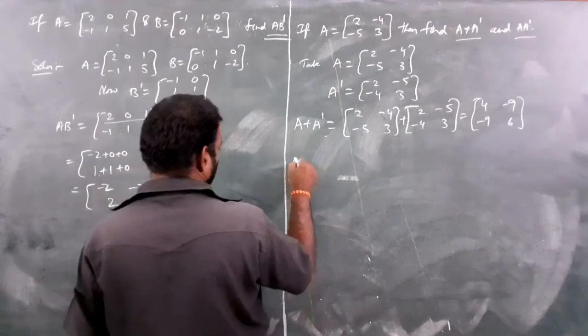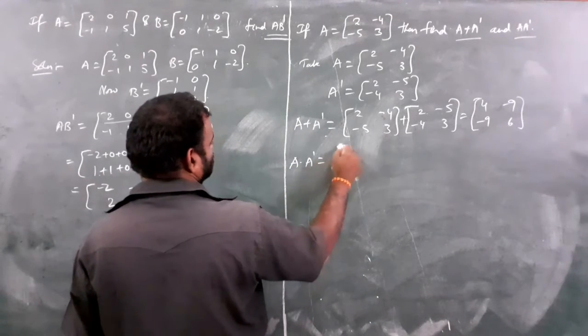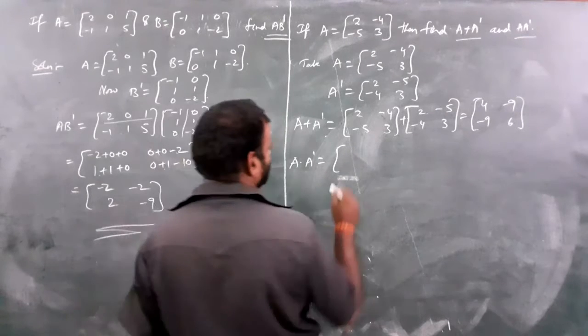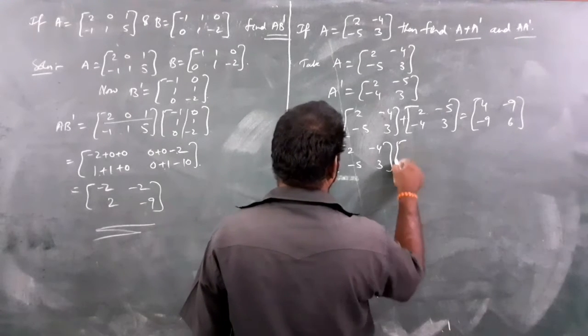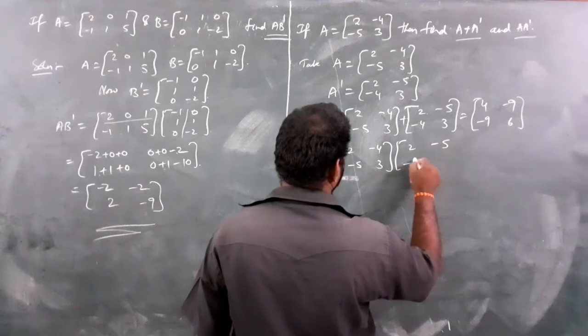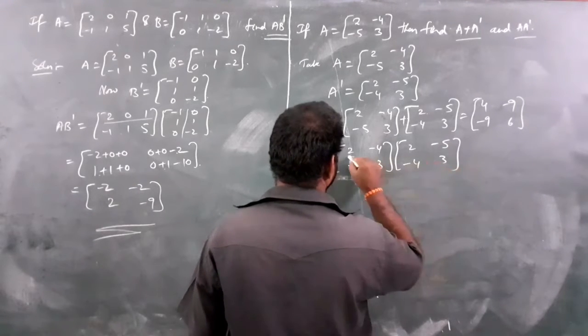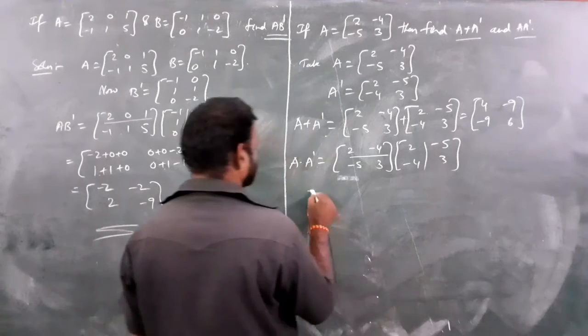And in the same way, A into A dash. For this, you can also find it very easily. A is [2, -4; -5, 3]. And what is A dash? [2, -5; -4, 3]. Here rows, here columns. You have to take this.